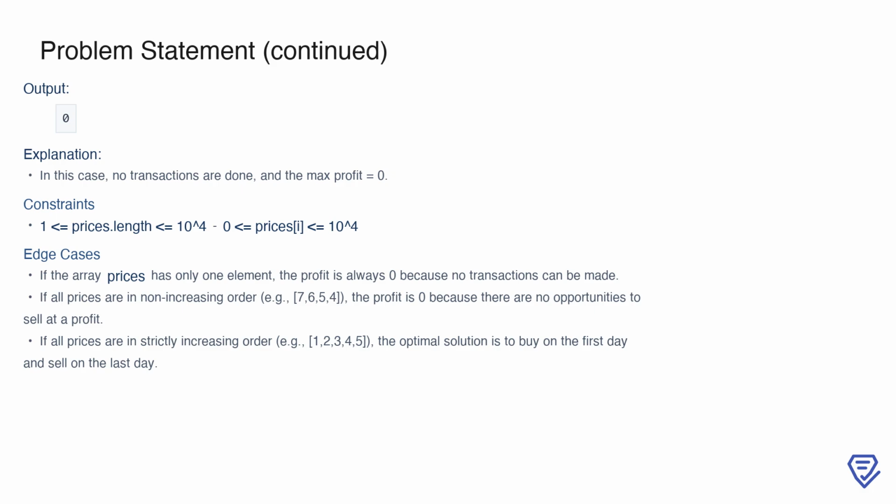Additionally, we need to consider edge cases. If the array contains only one price, it's impossible to make any transactions, so the profit is 0. Similarly, if all prices decrease over time, the profit remains 0. On the other hand, if the prices continuously increase, the best strategy is to buy at the lowest price and sell at the highest price, or alternatively, use multiple transactions to achieve the same result.